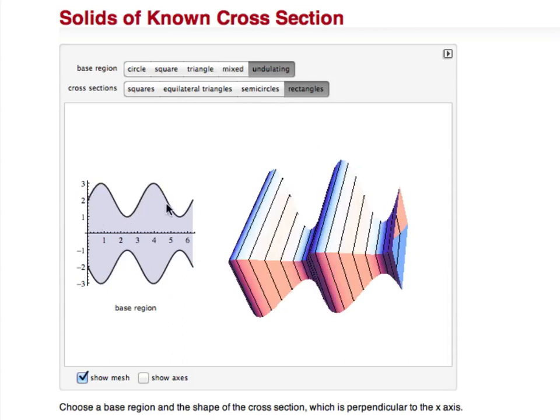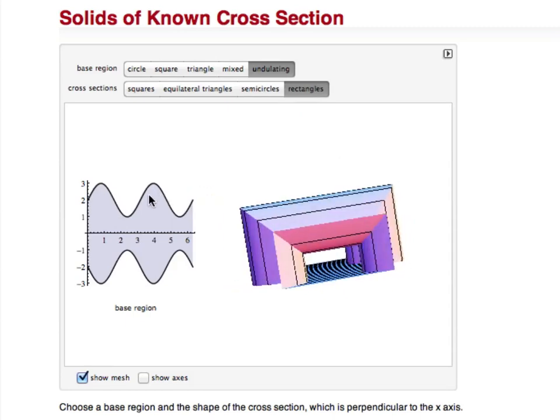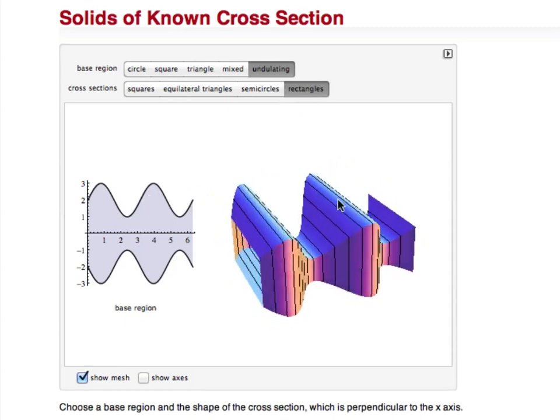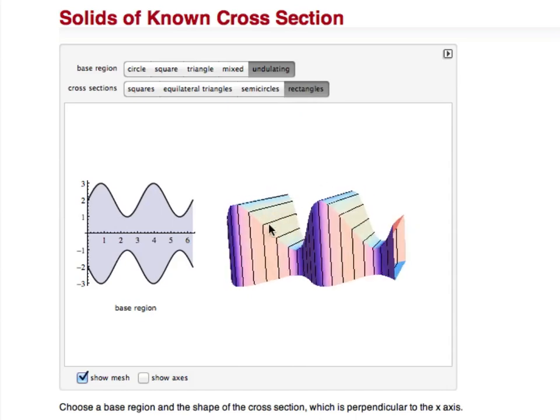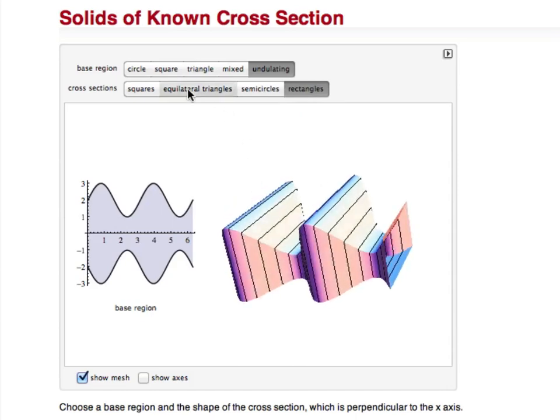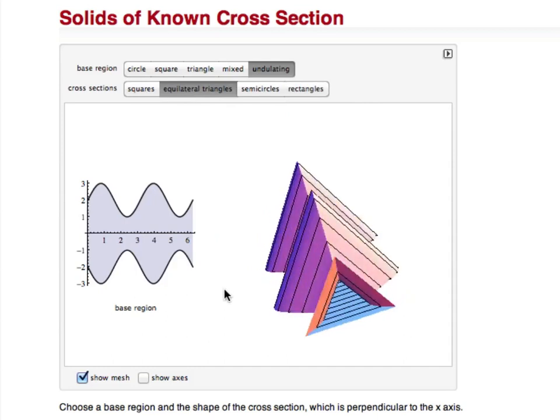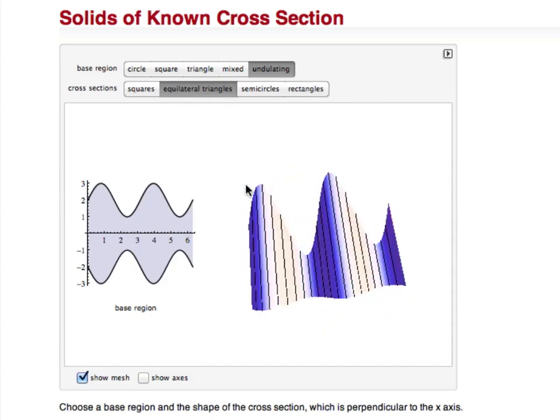Okay, so we can have these two functions right here, and then we can put rectangles perpendicular to the x-axis, and we would get this shape, and we could find this shape's volume. No problem with calculus. Make those into equilateral triangles. So lots of interesting things that we can take a look at here.